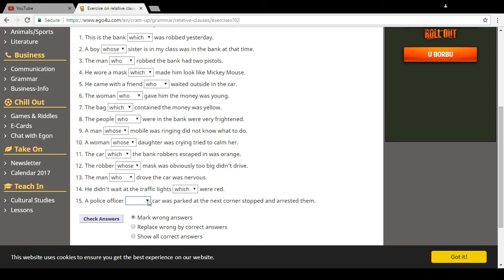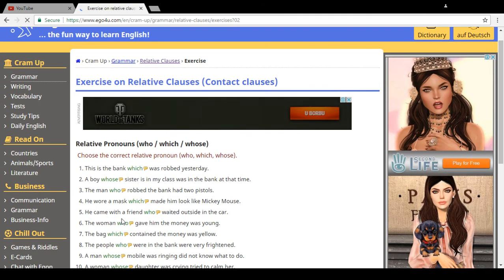Police officer, whose car was parked at the next corner, stopped and arrested them. A police officer whose car was parked, check answers. I sve je dobro.